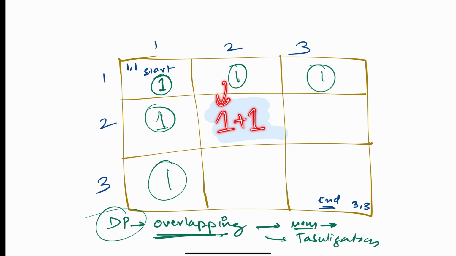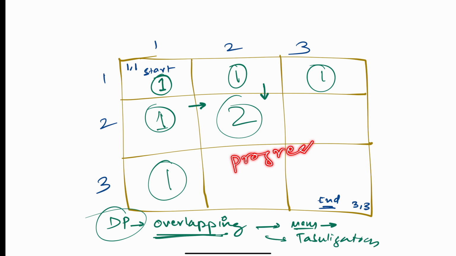One is coming from here, one is coming from here. So how many possible ways are there for this coordination? Two. So let me write, this is 2, and this solution was taken from here and here. So it was 1 plus 1, it becomes 2. This is what I used to call the progressive solution. When I say progressive solutions, it is building the final solution step by step.